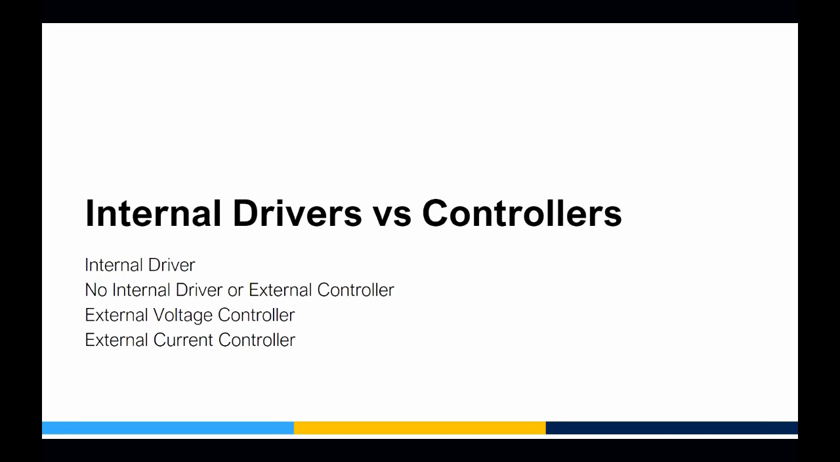Next, I'm going to talk about internal drivers versus controllers. So we have the scenario of having an internal driver. We have a specific scenario of having no internal driver, so a CCS light, but also not using a controller to get the brains. And then there's scenarios of a CCS light with external voltage controllers and CCS lights with external current controllers.